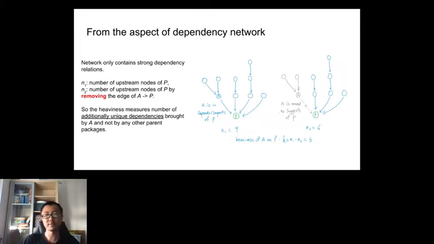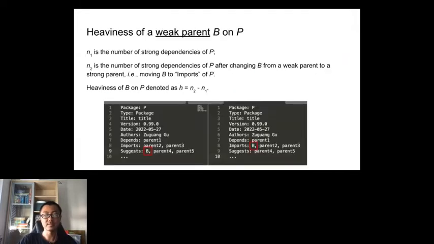So for the weak parents, let's say B on the package P, N1 is still the number of strong dependencies of P. To calculate N2, now we move B from a weak parent to a strong parent. It's still the number of strong dependencies. So for example, moving B to imports of P. Initially B is a weak parent of P. It's in the suggests field, and now we move it as a strong parent, move it to the imports field. So the heaviness of B on P is still the difference of these two numbers.